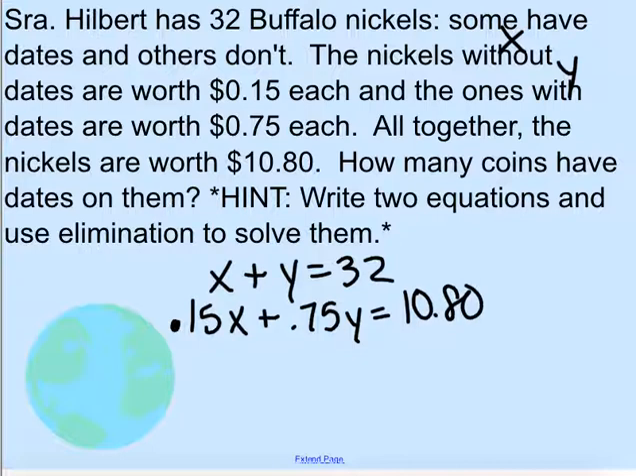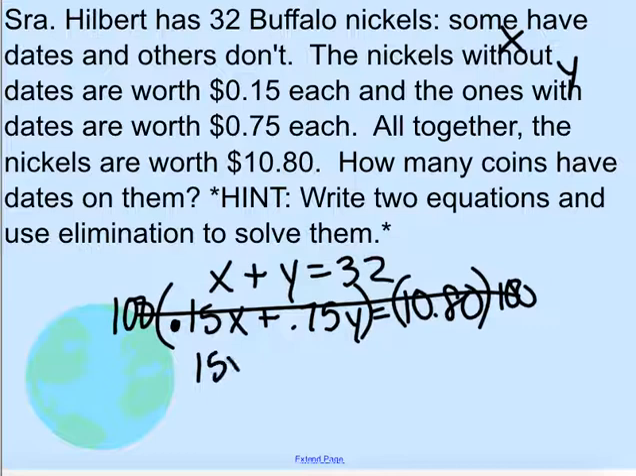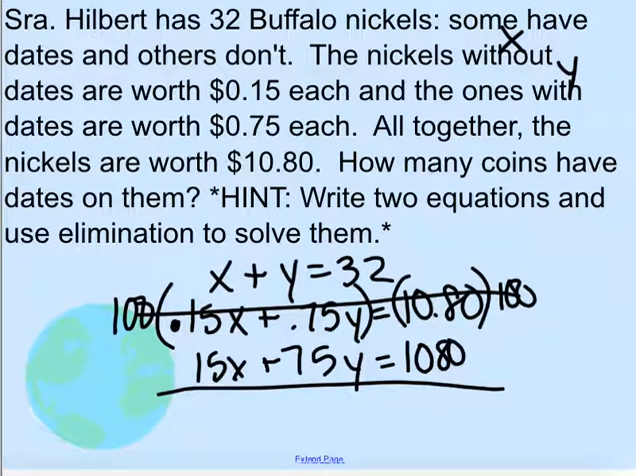A quick hint for you to start off: especially when you're dealing with cents, I would turn all of this into the amount of pennies by multiplying by 100. Then you're working with whole numbers. So instead of this equation, we would have 15x plus 75y is equal to 1,080. We could then transform one of these two equations, probably multiplying the top equation by negative 15, so that I could add these up and my x's would eliminate.